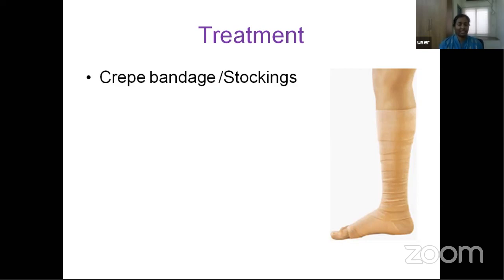And if neglected, if the varicose veins are neglected, then we have an abnormality where we have ulceration, as we told in the initial time of the class. So there will be varicose ulcers forming, and these ulcers are more common at the position of the perforators. So the initial treatment is a crepe bandage or stocking.